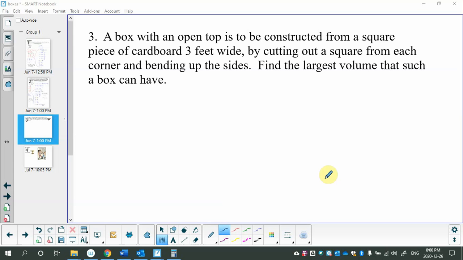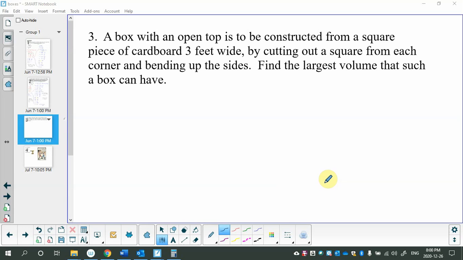I'm going to read the question, then I'm going to draw a picture. A box with an open top, so there we are without a lid again, is to be constructed from a square piece of cardboard 3 feet wide by cutting out a square from each corner and bending up the sides. Find the largest volume that such a box can have.